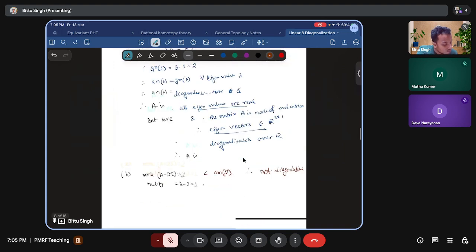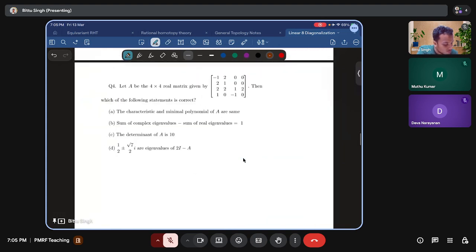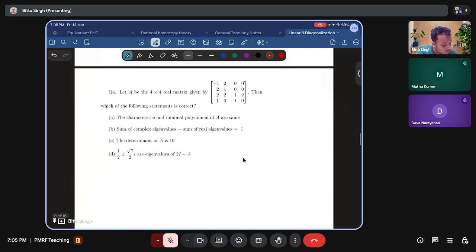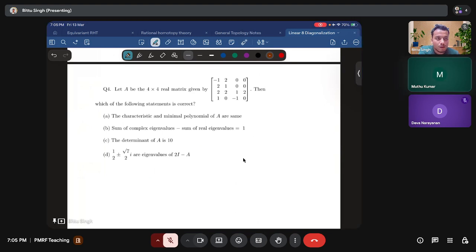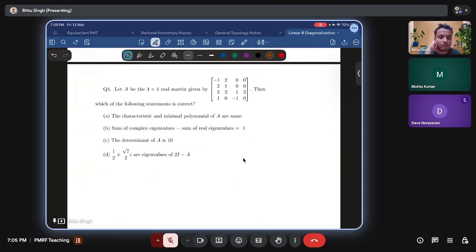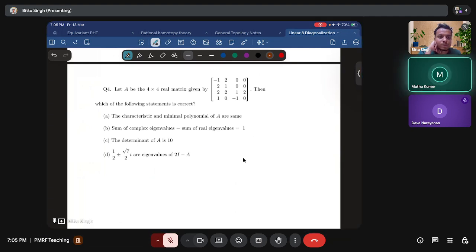Okay. So let us see the next problem. Here is a 4 by 4 matrix. Excuse me. Yes. For a real vector space, can you have a complex number as an eigenvalue? Can a linear operator defined on a real vector space have a complex eigenvalue?